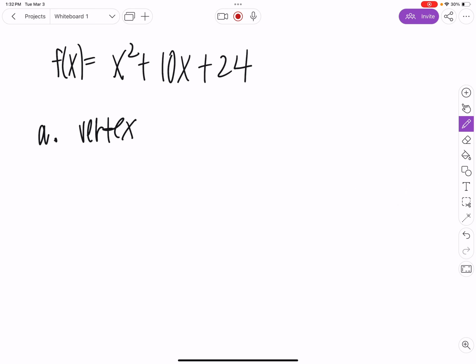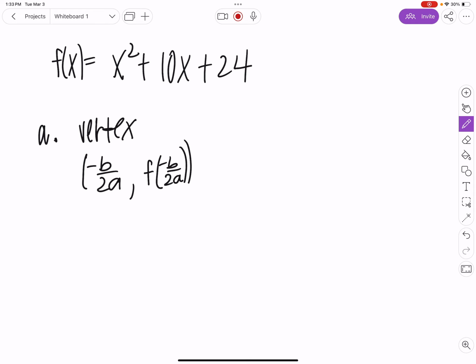I want to answer a few questions about this function, x squared plus 10x plus 24. So the first question we have is, what is the vertex? The formula that I use for the vertex is opposite b over 2a for the x value of my vertex. And then whenever I figure out that x value, I plug whatever that is. So I'll just put f of opposite b over 2a.